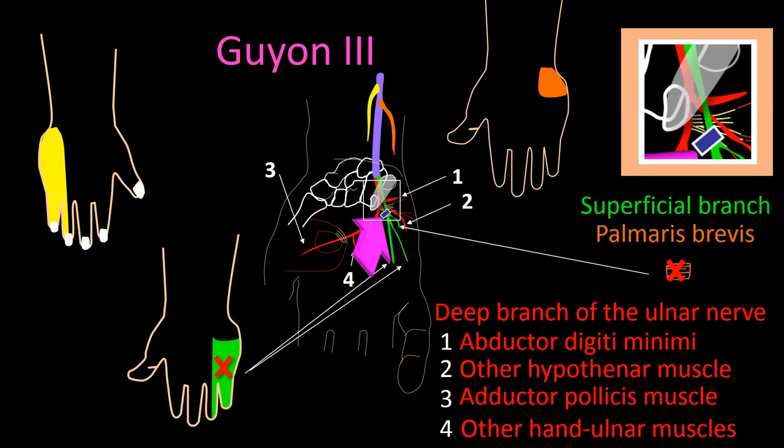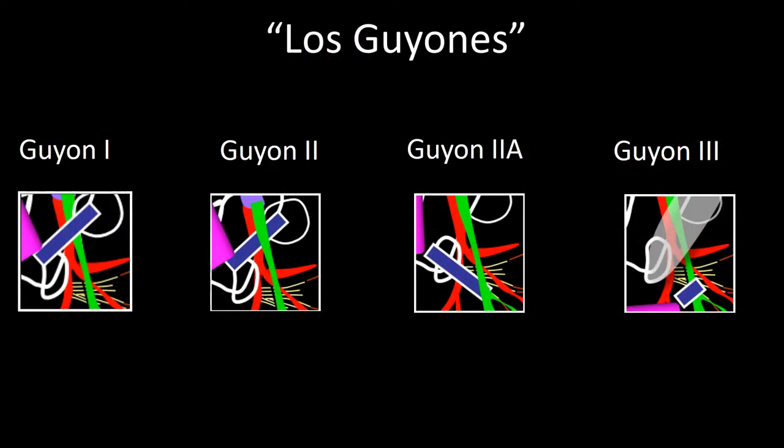In Guyon type 3, only the superficial branch of the ulnar nerve is involved. Therefore, only the cutaneous abnormality of the distal palm and fingers associated with this branch and the palmaris brevis will be affected. In this frame, we're looking at the basic lesions in all the Guyon syndromes. In type 1, both the deep and the superficial distal branches of the ulnar nerve are affected. In type 2 and type 2A, only the deep branch is affected.